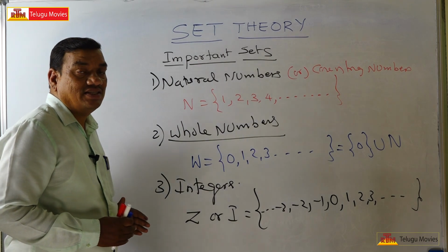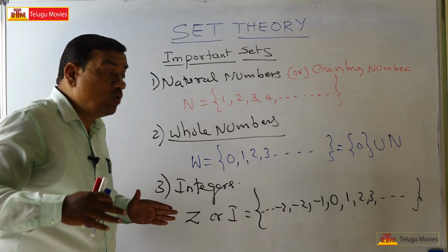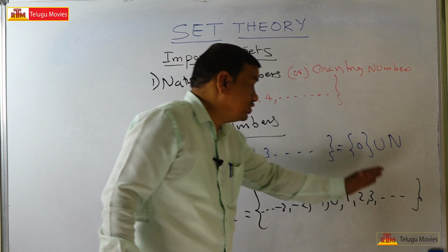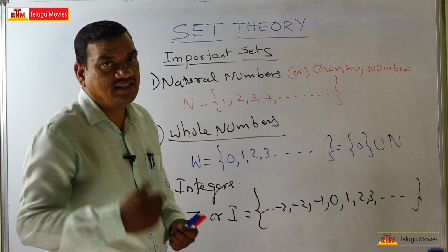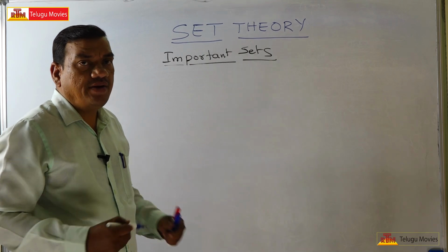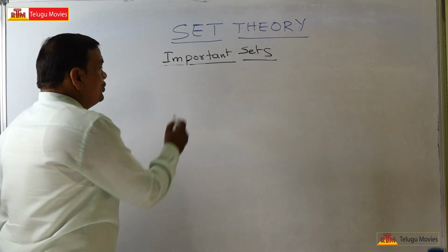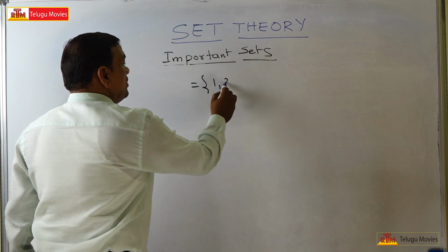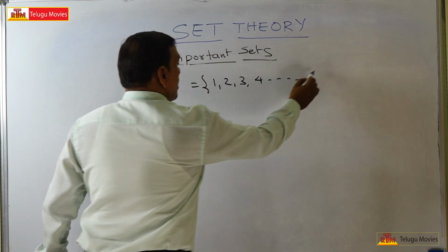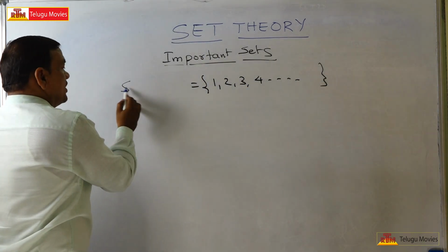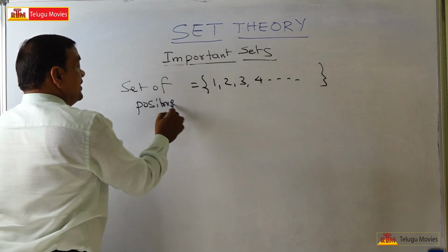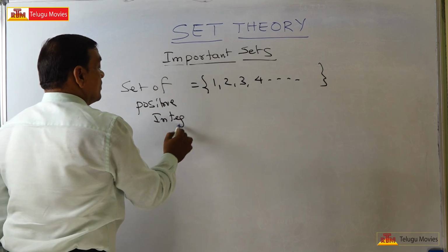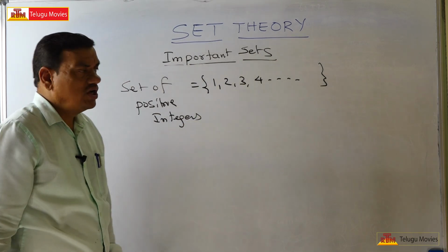Again, in these integers there are two parts. One is positive integers, the second is negative integers. Let us see that. What is meant by positive integers? They are 1, 2, 3, 4, and so on. They are called the set of positive integers.